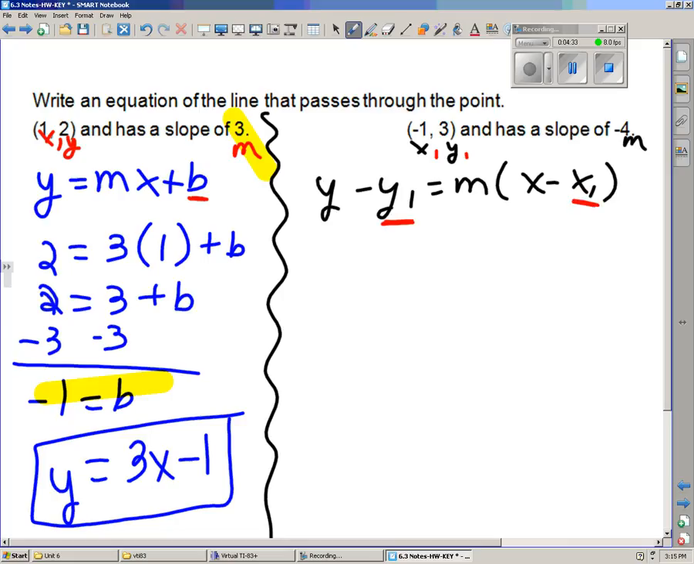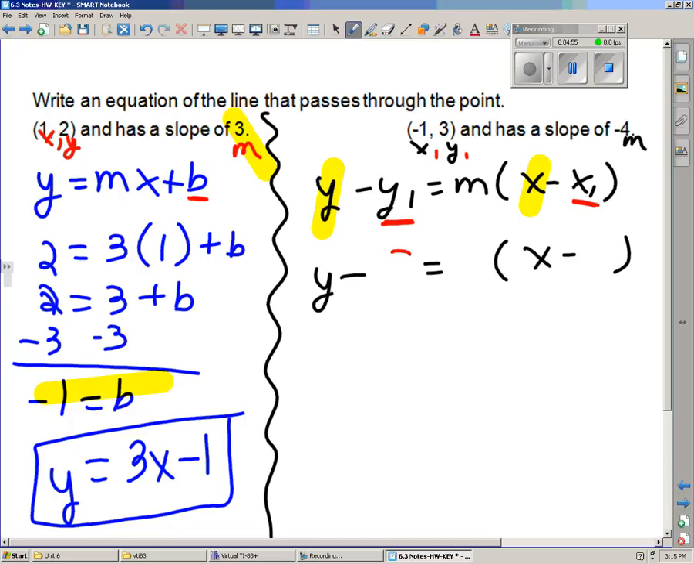Because the y and the x, the first part, these are always constant. These never change. You're always going to have something like y = mx + b. So those you don't touch. So what happens is I've got y minus, I'm going to plug something in for y1, equals slope, parentheses, x minus, and I'm going to plug something in for x1.